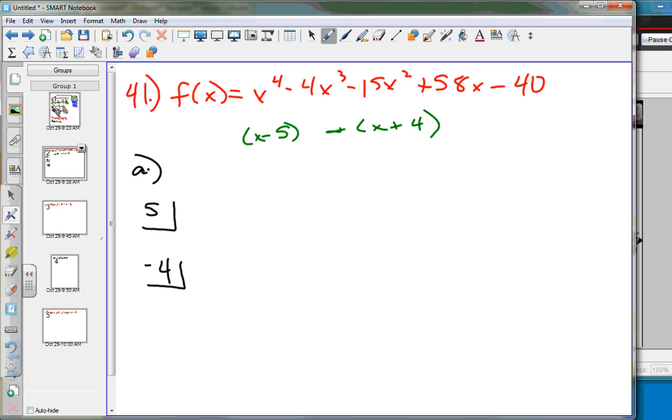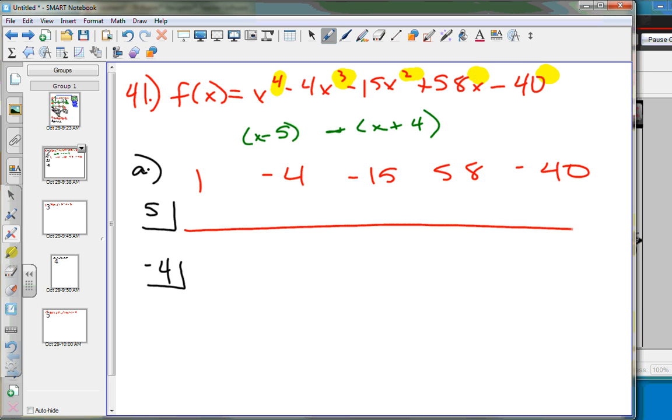Not once, but how many times? Twice. Now, am I missing any powers? 4, 3, 2, 1, zilch. Am I missing any? No. So I'm going to write them down. 1, -4, -15, 58, and -40. Bring down the 1. 1 times 5 is 5. 1, 5, -10, -15, 8, positive 40. Give me a 0.